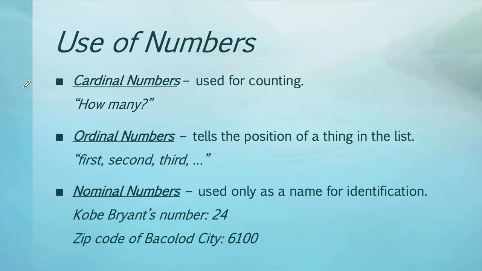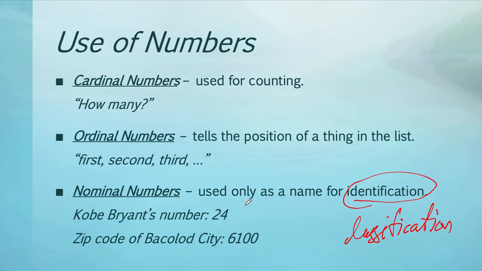And we have lastly, nominal numbers, which are just numbers used for identification or classification purposes. So only for classification. Such as, for example, Kobe Bryant's number, which is 24 in the Lakers. Okay. And we have the zip code of Bacolod City, which is 6100. Okay. So those are the uses of numbers.